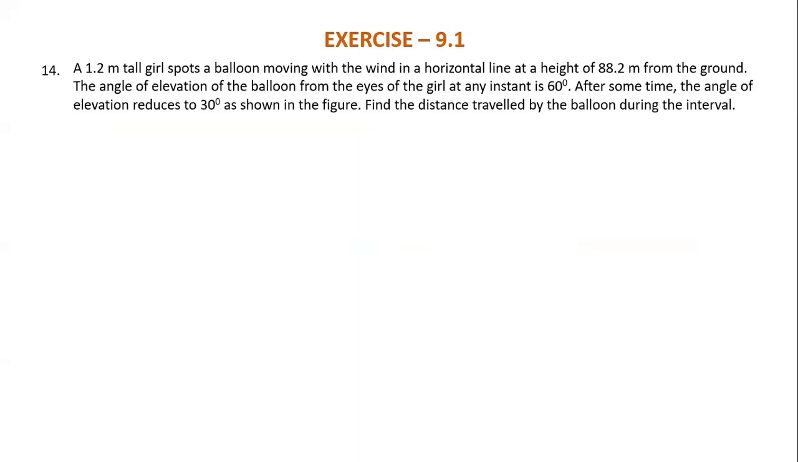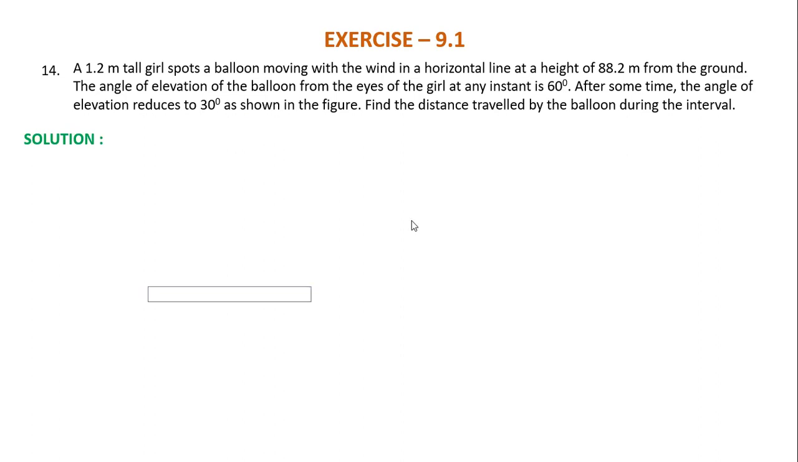14th question. A 1.2 meter tall girl spots a balloon moving with the wind in a horizontal line at a height of 88.2 meters from the ground. The angle of elevation of the balloon from the eyes of the girl at any instant is 60 degrees. After some time, the angle of elevation reduces to 30 degrees. So, as shown in the figure, find the distance traveled by the balloon during the interval.